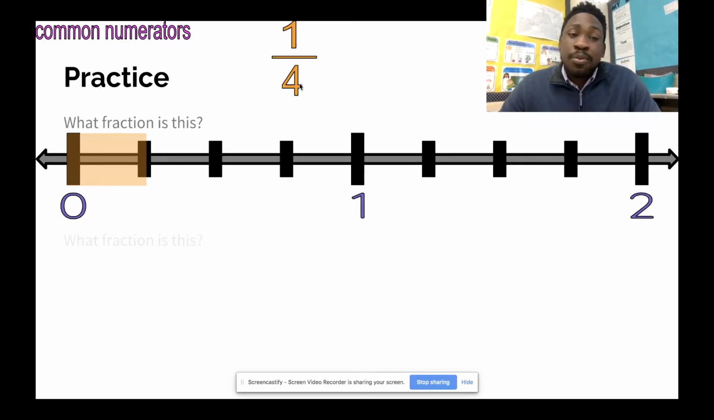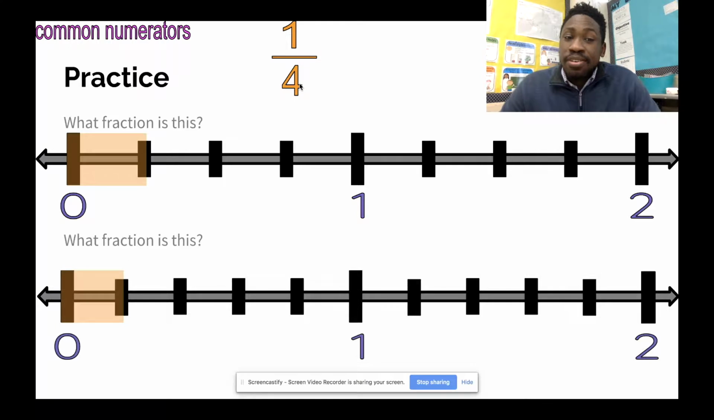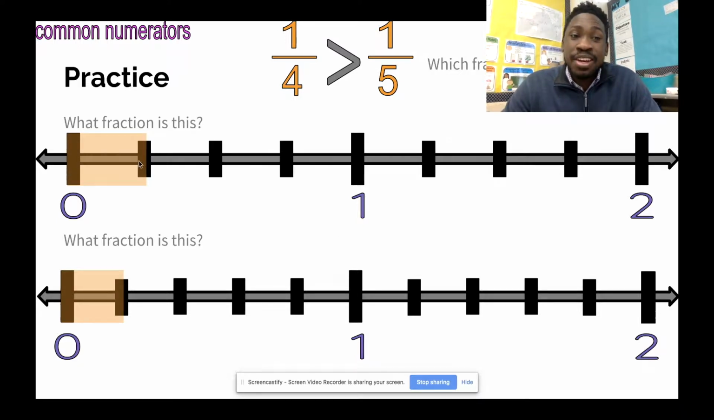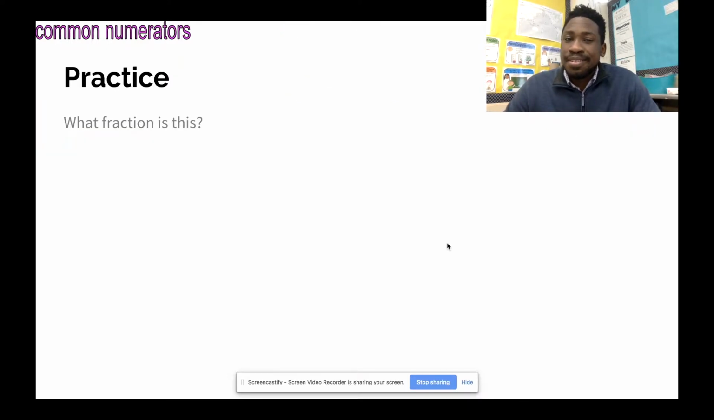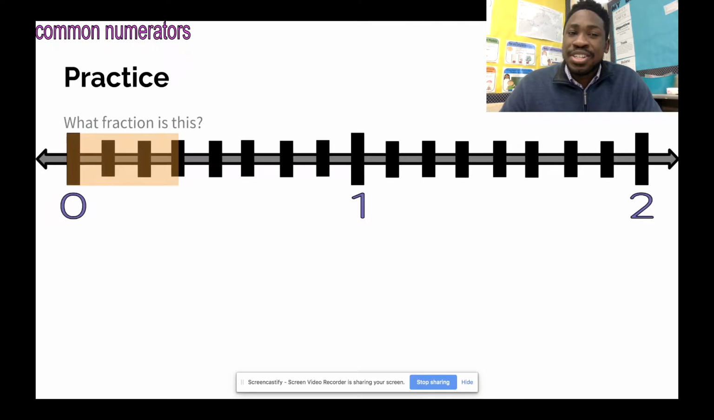All right, and then what fraction is this? This is 1/5, because this is 1 out of the 1, 2, 3, 4, 5 parts. Okay, so now which one's larger, 1/4 or 1/5? That would be 1/4 is greater than 1/5. You can see that from here to here is longer than from here to here. So 1/4 is larger than 1/5. Keep that in mind.